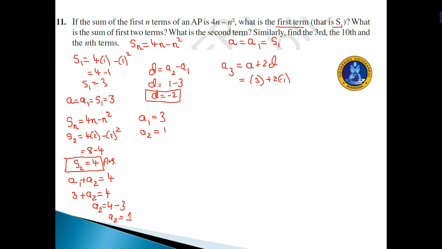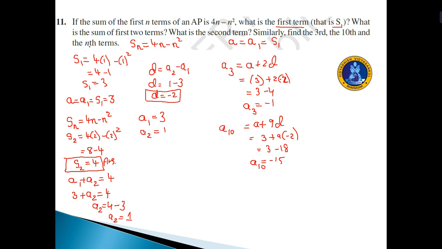D is equal to minus 2. So that is 3 minus 4, that is minus 1. So A3 is minus 1. Same thing, we can also find out A10. That is A plus 9D. A is the first term, that is 3. D is minus 2. So 3 minus 18, that is minus 15. So A10 is equal to minus 15.